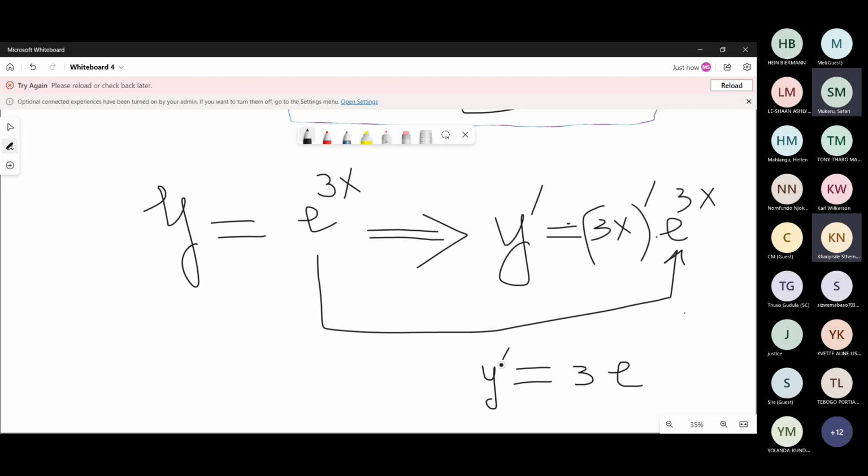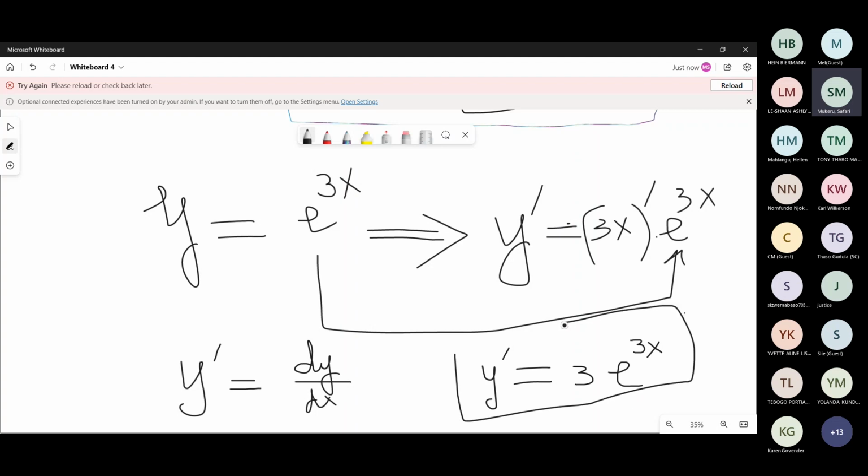This symbol here, y, you can say y prime, that is how you read it. But the meaning is that this is the derivative of y. You can read it y prime if you like, or sometimes as dy over dx, same thing. So what's the final answer? 3e power 3x again. This is the answer for the question.